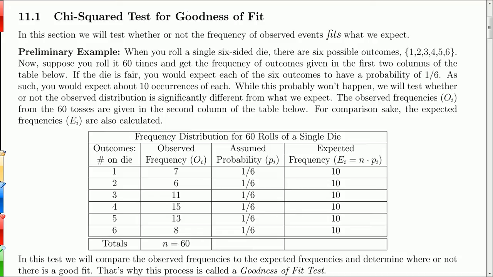In this chapter we're going to do a chi-squared test for goodness of fit. And what that means is we're going to test whether or not the frequency of observed events fits what we expect. So we'll start with a preliminary example.